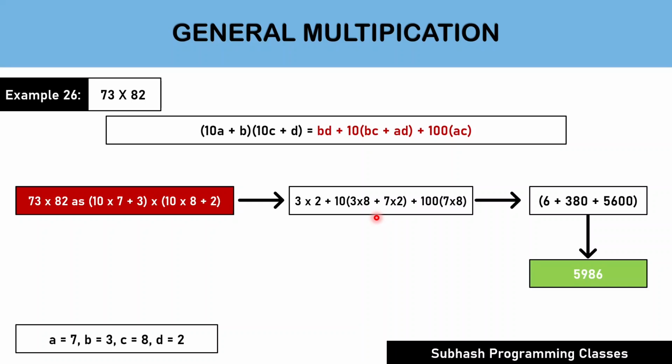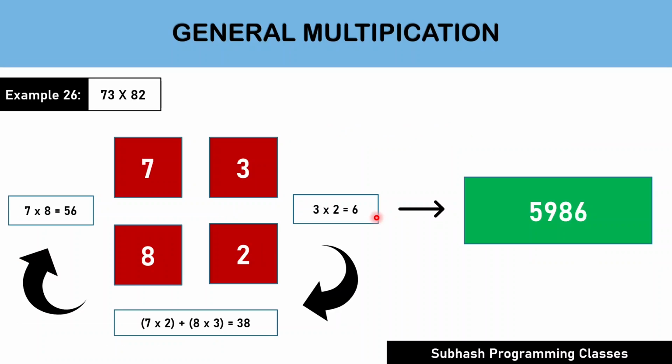Therefore, I will show you one more way using which you can solve the same problem mentally in a much easier manner. Now, let us go ahead. We have to follow a few series of steps. The first step is to multiply 3 and 2 to get 6. Keep 6 in the units place of the answer.